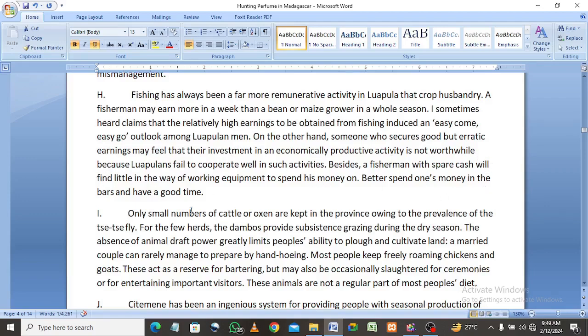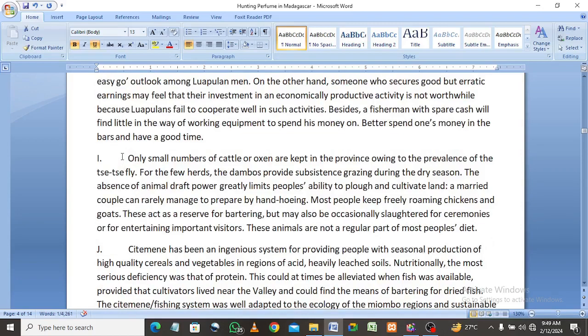Okay, there is no keyword here. Now let's check paragraph I. Okay, I've seen horse and cattle here, which is also an animal. I have to underline. Let me see whether we'll see land here. Okay, it's not here.